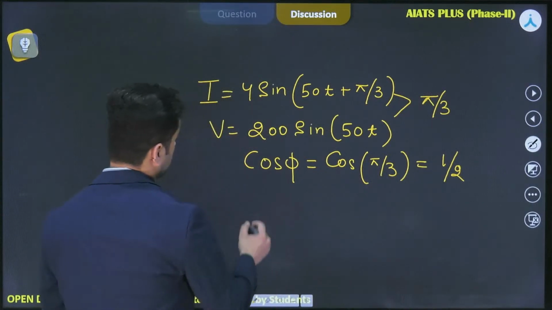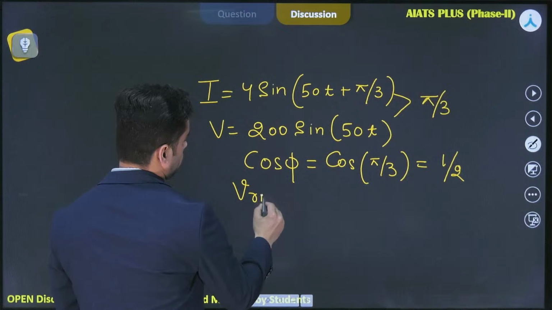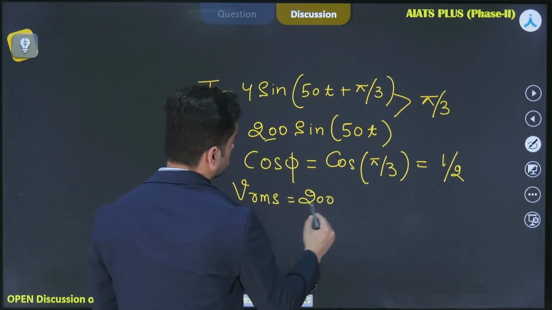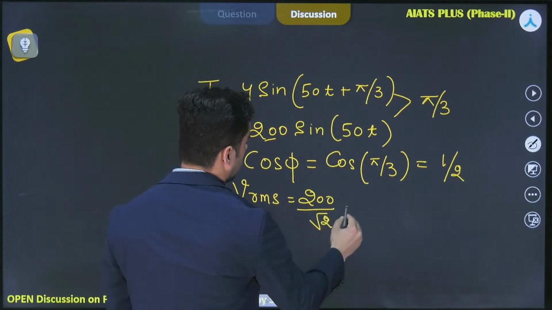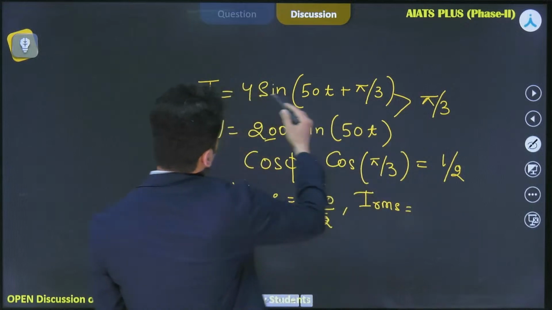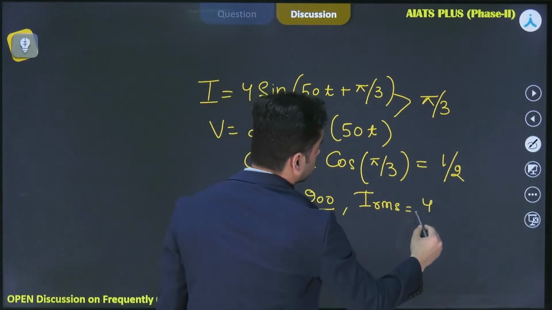Now you need to find Vrms. So the peak value of voltage is 200, so it is 200 by root 2. And Irms, again, peak value of current is 4, so it is 4 by root 2.